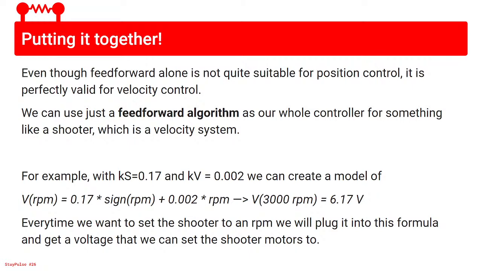If you plugged in 3,000 RPM, you'd get 6.17 volts, which seems about right. That's not like 100 volts, which would be ridiculous, or a really small number. This seems about what you would expect. And we can set the shooter motor to that, and it'll all work out in the end.